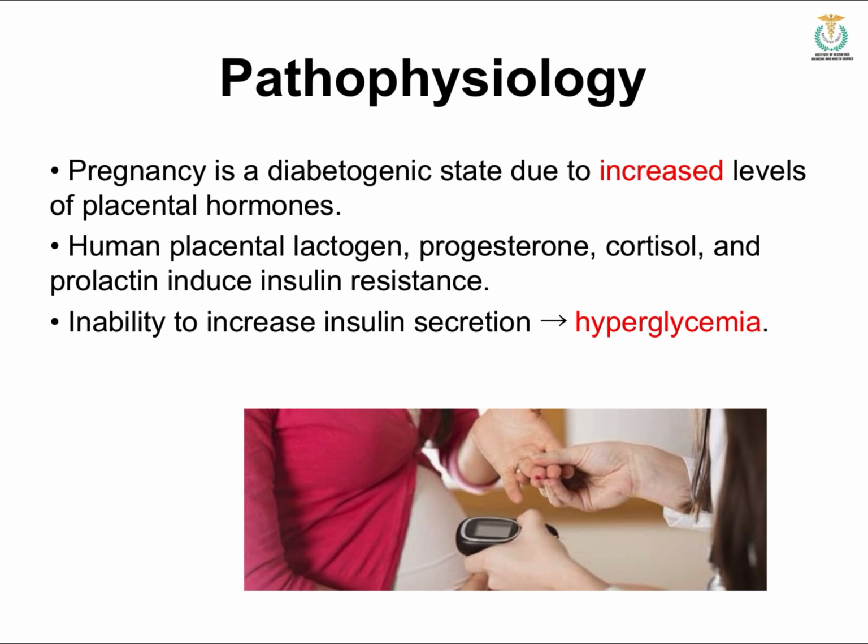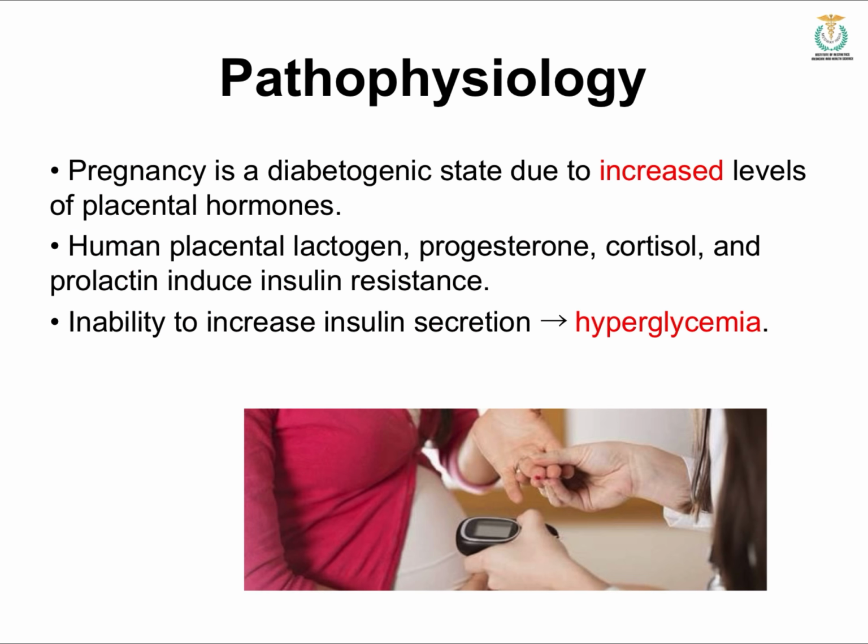Normally, the pancreas compensates by increasing insulin secretion, but in some women the pancreas can't keep up, leading to hyperglycemia. So here the core problem is insulin resistance, and that's why women who are already insulin resistant, like those with obesity or PCOS or PCOD, are more likely to develop gestational diabetes mellitus. So that is the pathophysiology of diabetes mellitus in pregnancy.